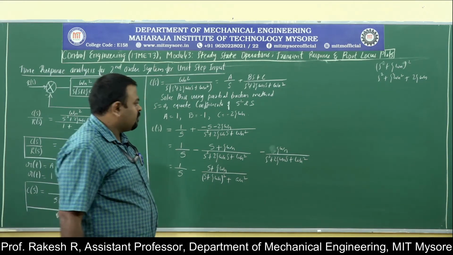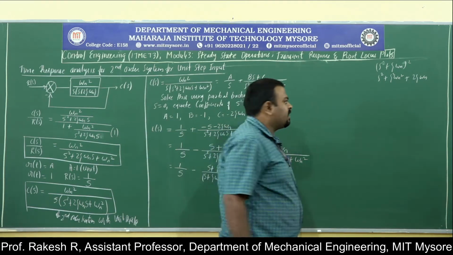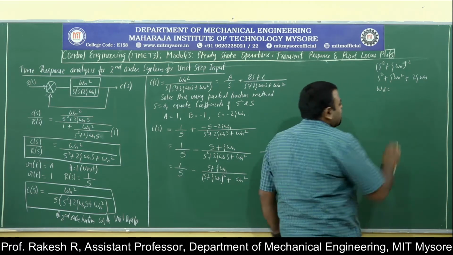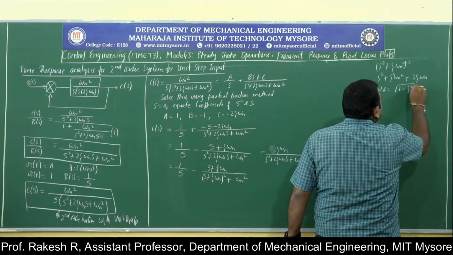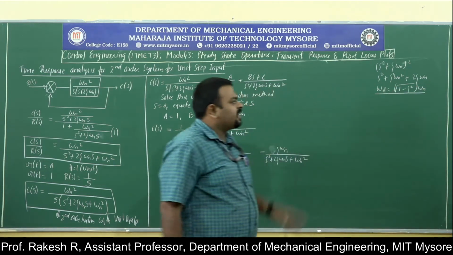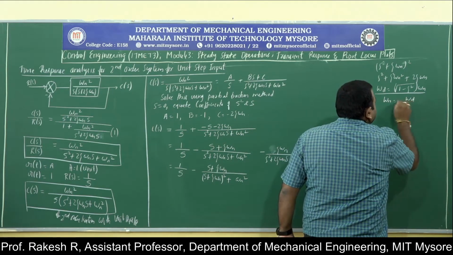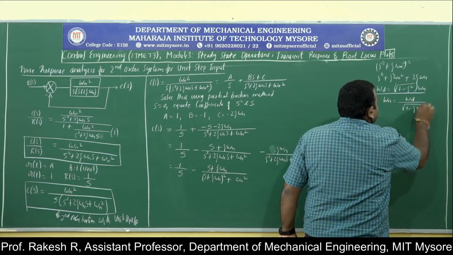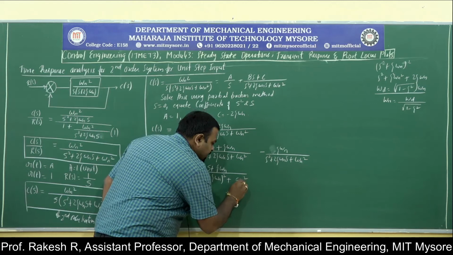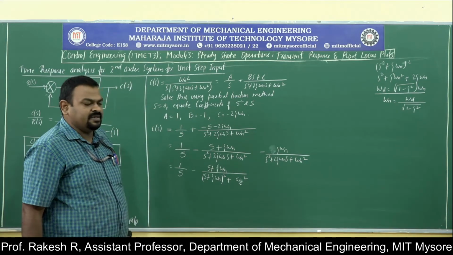Also, I will be using the term omega d. Omega d is the damped natural frequency, which is given by square root of 1 minus zeta square into omega n. So wherever there is an omega n term, I can write omega d divided by square root of 1 minus zeta square. For a simplified version, I will write this as omega d, the damped natural frequency.